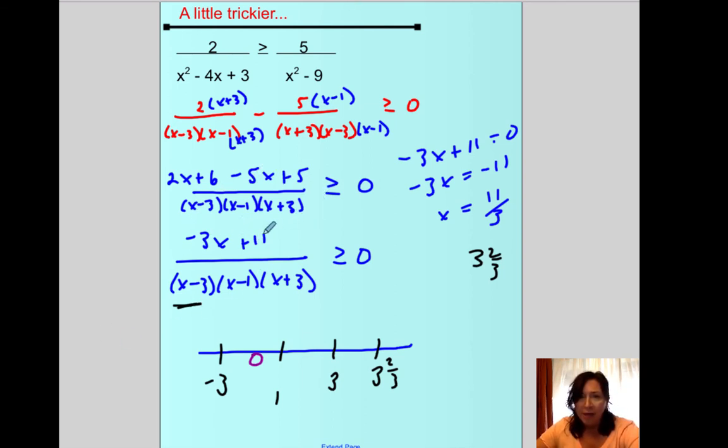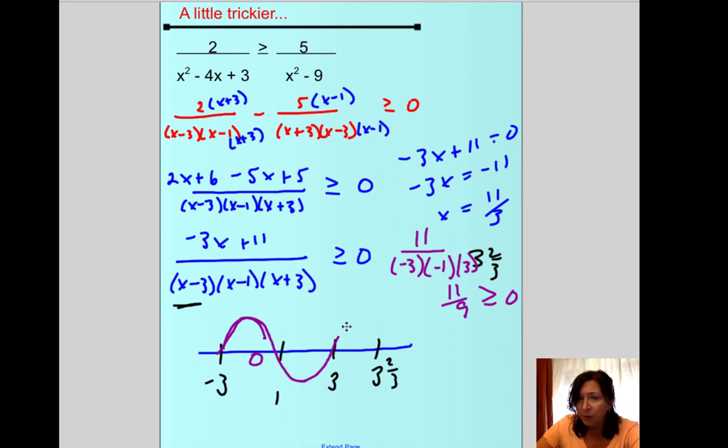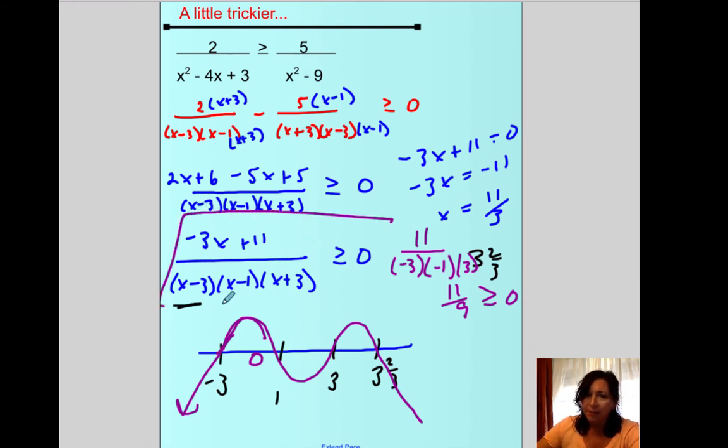So if I plug in 0, I get 11 over, let's see here, negative 3 times negative 1 times 3. So that's going to be 9. 11 ninths. Is 11 ninths greater than or equal to 0? Yes. So this is a true statement, and we don't have any multiplicity, so everything goes through. So this goes through, this goes through, this goes through, this goes through. Okay? So go back to the original equation and say, what was my original equation? Once you set it equal to 0, that's your original equation.